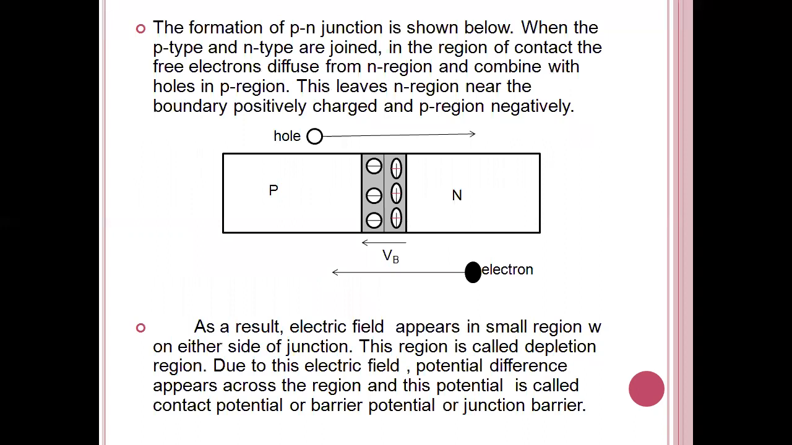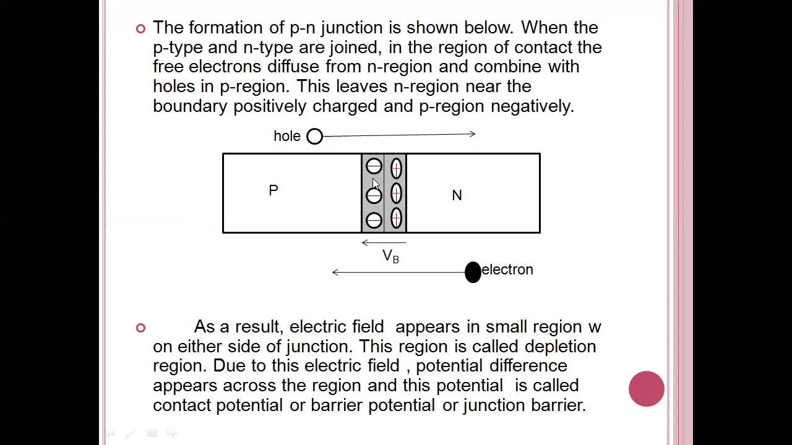Now let us see how the junction will look. After the formation of the P-N junction, as holes are the majority carriers in P-type material, holes will move from the P side to the N side and electrons will diffuse from the N side to the P side, so that at the junction they will combine with each other. This leaves the N region near the junction positively charged and the P region negatively charged.